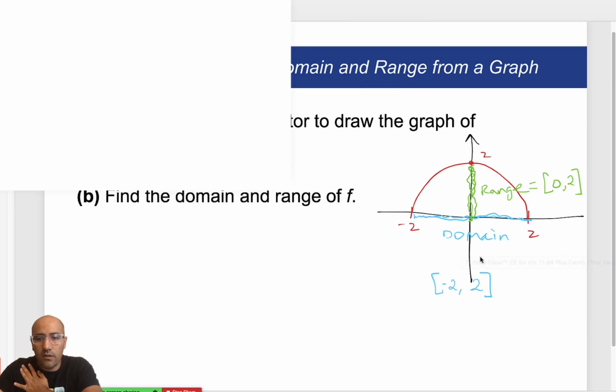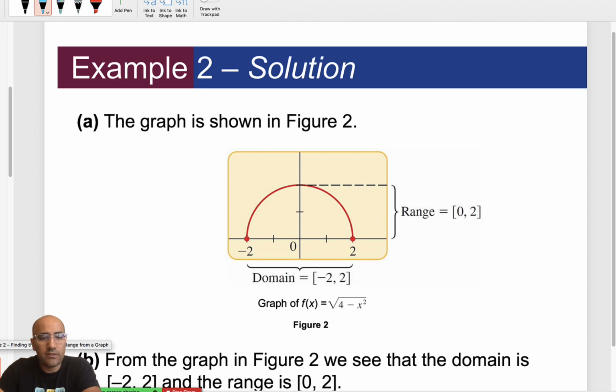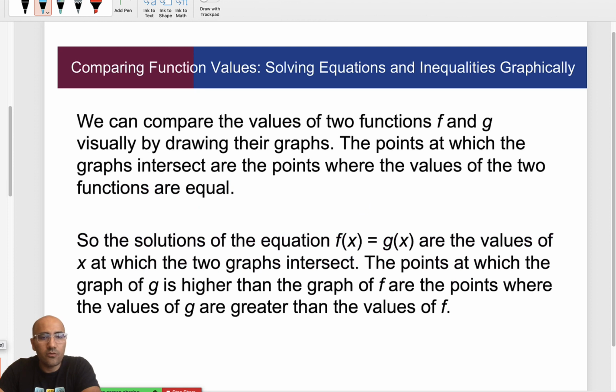Okay, so back to this guy. We got the domain, we got the range, we could graph it, we feel pretty good about it. Here's another nice little image of the whole thing. So we have the range, we have the domain, and we get all that from its graph. Good.